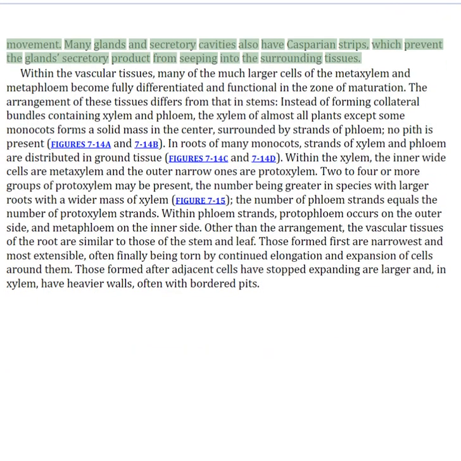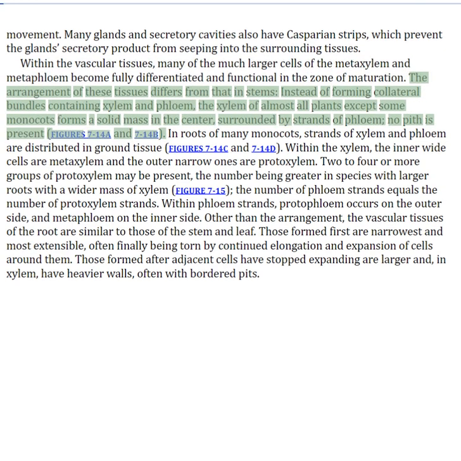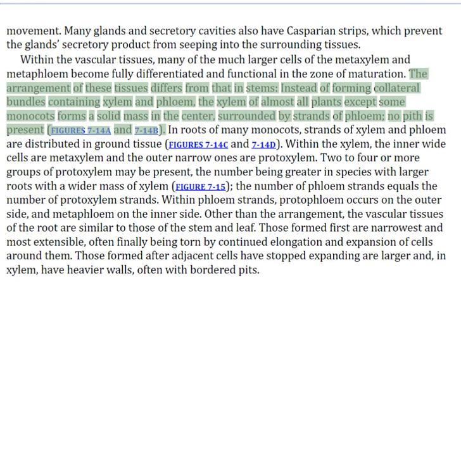movement. Many glands and secretory cavities also have Casparian strips, which prevent the gland's secretory product from seeping into the surrounding tissues. Within the vascular tissues, many of the much larger cells of the metaxylem and metaphloem become fully differentiated and functional in the zone of maturation. The arrangement of these tissues differs from that in stems.